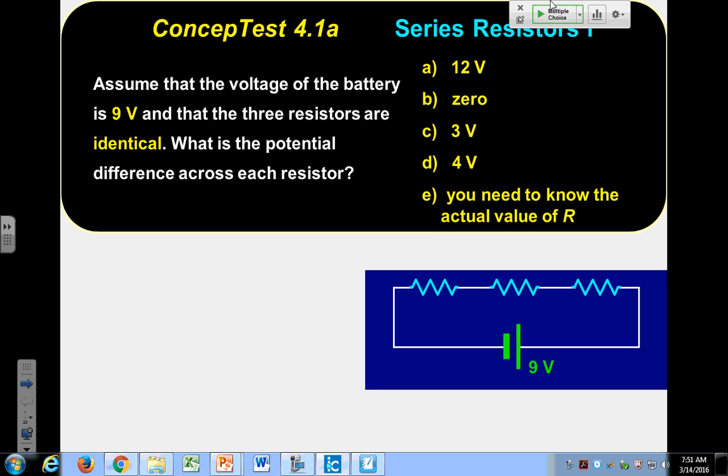We'll see some more combination circuits. Okay, so here I have a 9-volt battery with 3 resistors that are identical. What is the potential across each resistor?